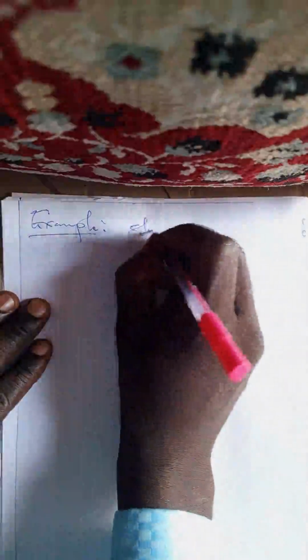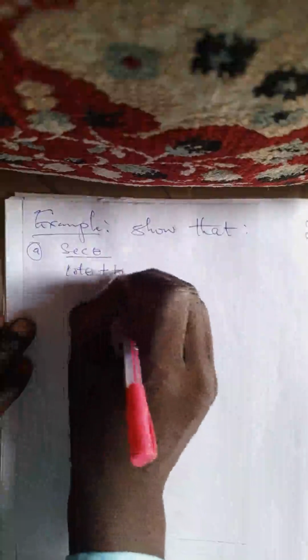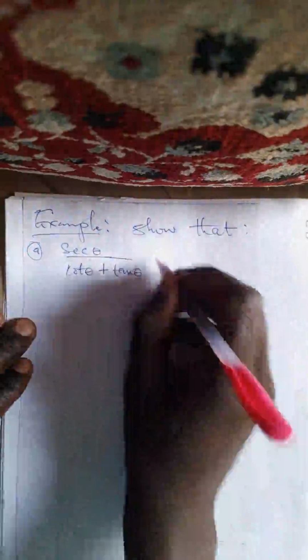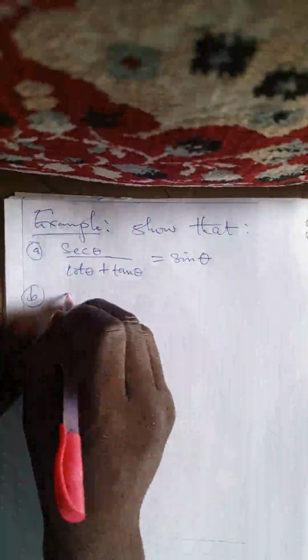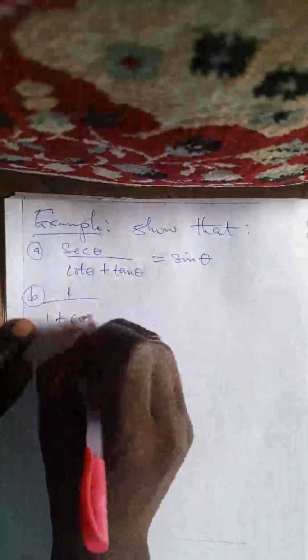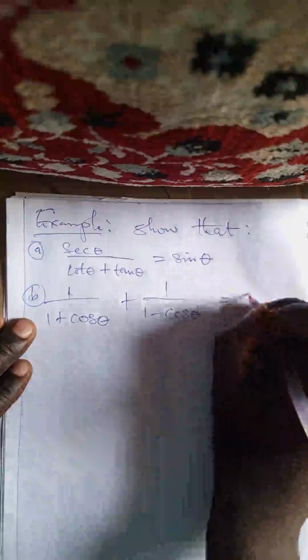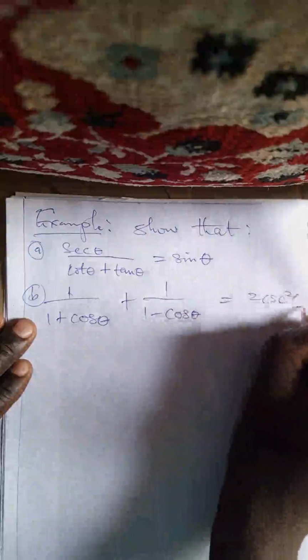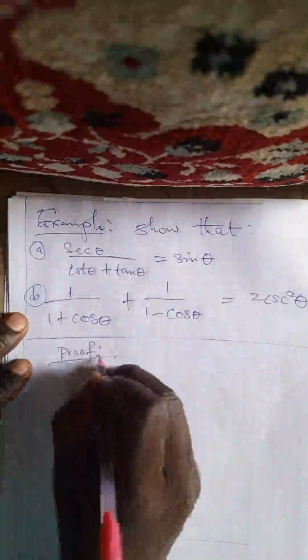The example is saying, show that, we are to prove that A: sec theta over cot theta plus tan theta, as a fraction, is equal to sine theta. B: 1 over 1 plus cos theta plus 1 over 1 minus cos theta is equal to 2 cosec square theta. And we have the proof. A.